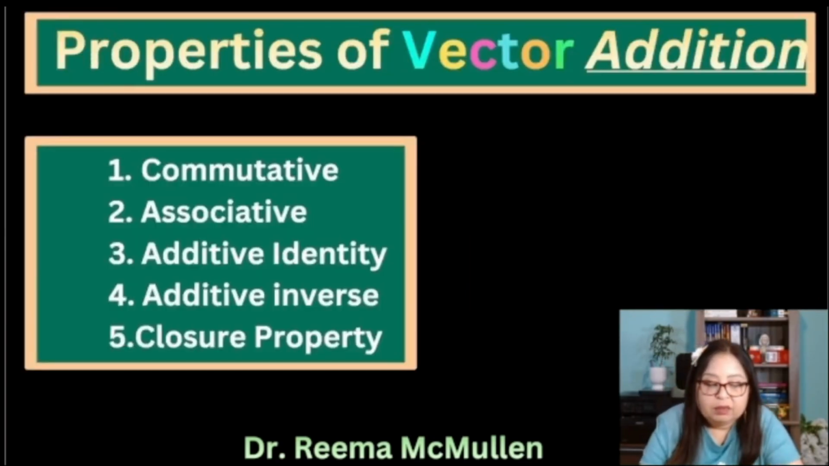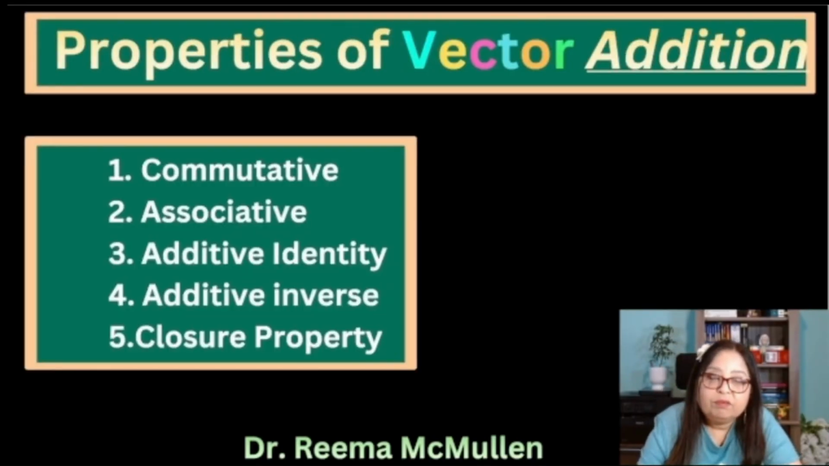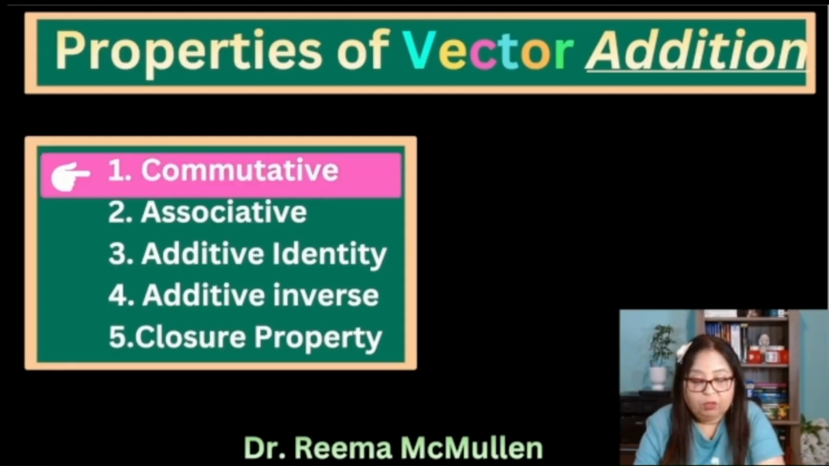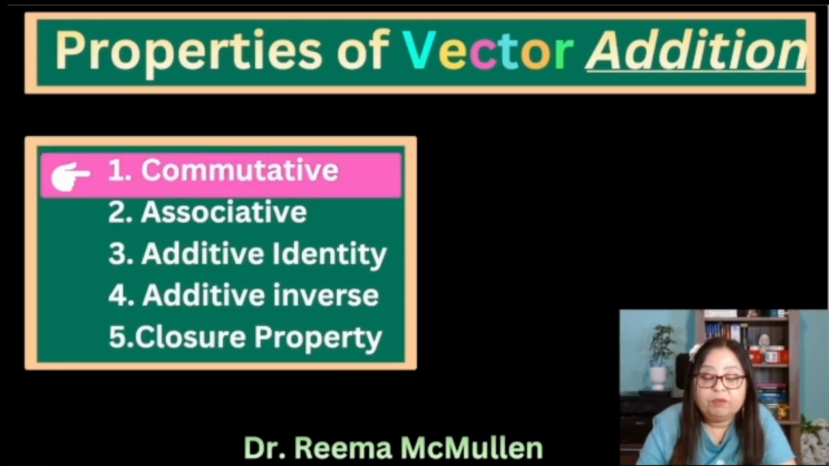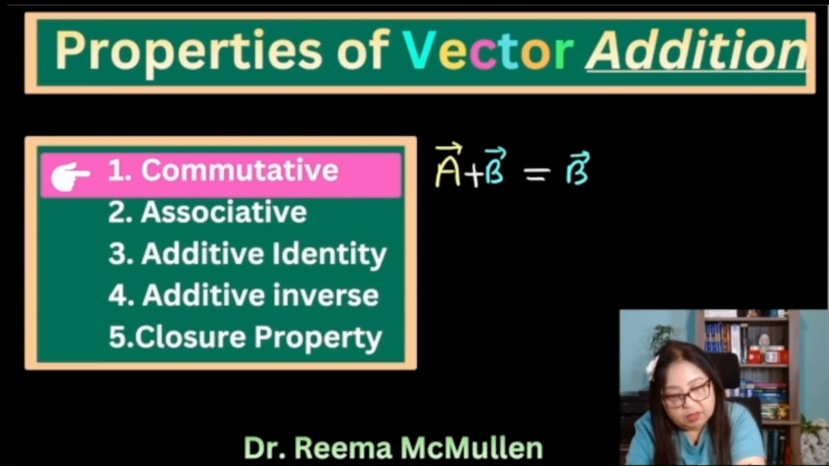We're first going to look at some properties of vector addition. The first one, we have repeated it a few times during this lecture, is that vector addition is commutative. What does it mean? That means the order of vectors in the vector addition does not matter. A plus B is same as B plus A.